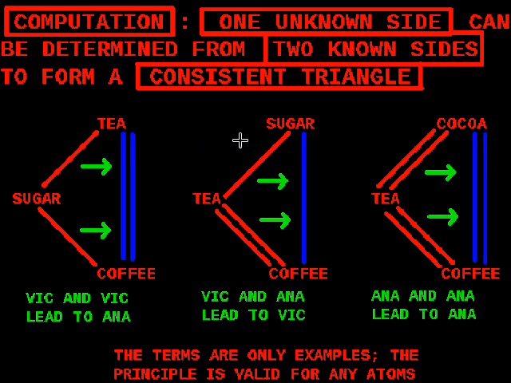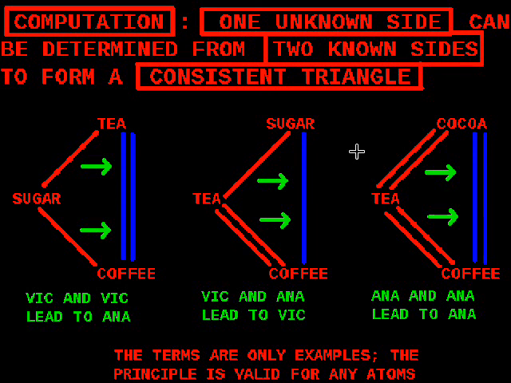Again, if you're having tea with sugar, and let us say that this time you know that you can have either tea or coffee, you can say that Vik and ana lead to Vik, that you can therefore have coffee with sugar. Again, this is a consistent triangle. And you can have this final possibility of a consistent triangle if you have tea or cacao, or tea or coffee. You can from there conclude that you can have cacao or coffee. So ana and ana lead to ana.